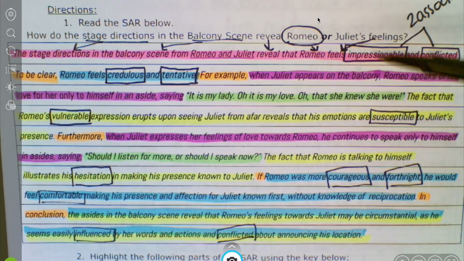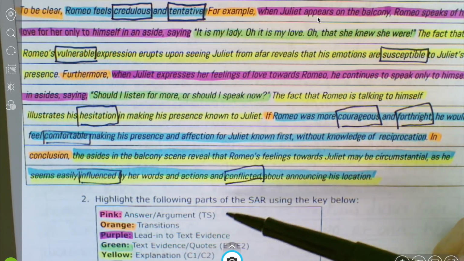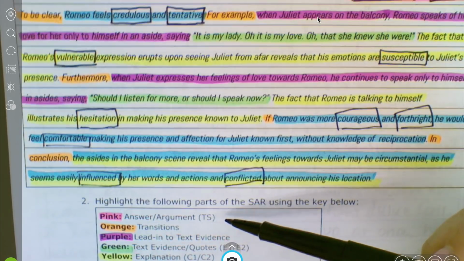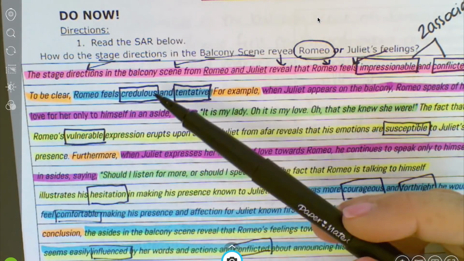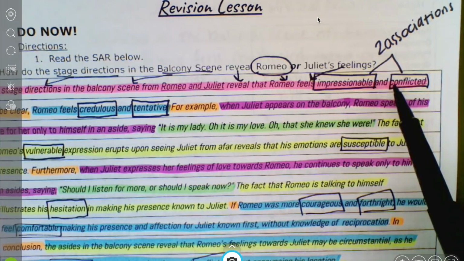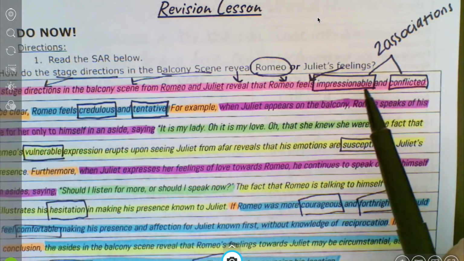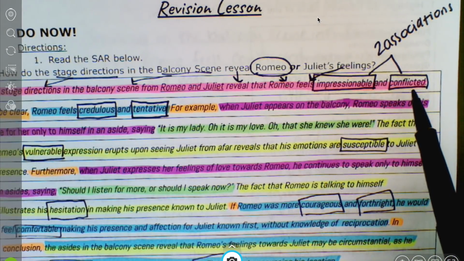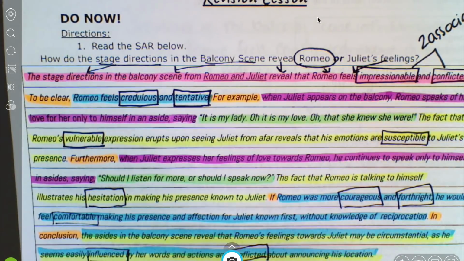If you notice on my warm-up, my first sentence is highlighted in pink, just like the key at the bottom tells me, because this is my topic sentence. It's my answer to the question. The reason I know this is my topic sentence is that the words from the question are directly in this sentence. I also see two association words, which are my answer to the question: Romeo feels impressionable by Juliet's feelings, and he feels conflicted on whether he's going to tell her that he is there or not. So this is an SAR that we've already written about the balcony scene.